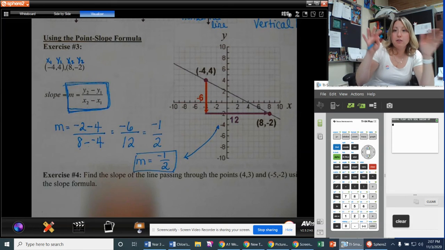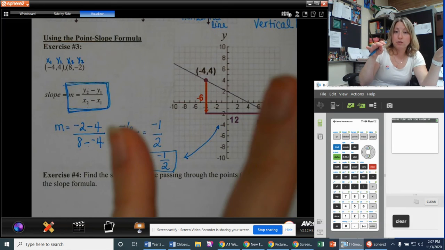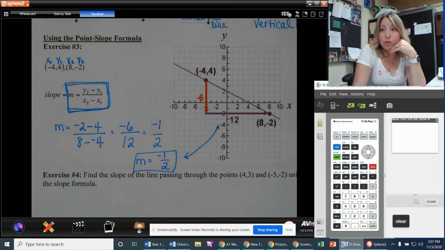You're not going to be given both. You're going to be given one or the other. You've got to know how to figure out your slope either way. So you've got to know how to calculate your slope by counting. You've got to know how to calculate your slope by the formula.